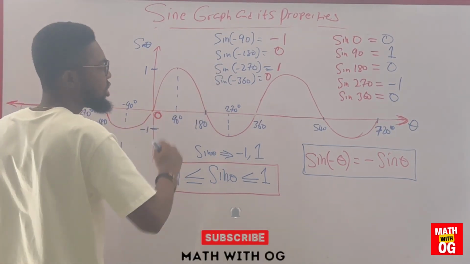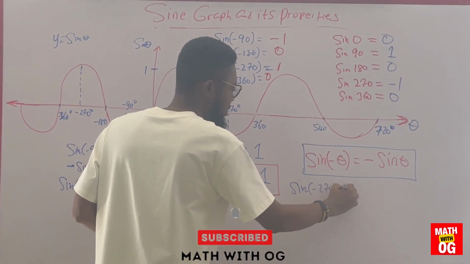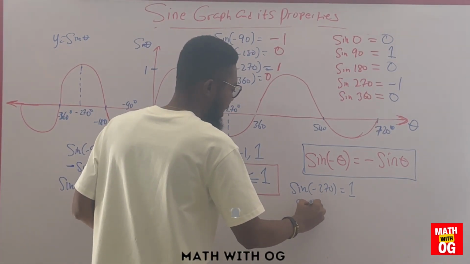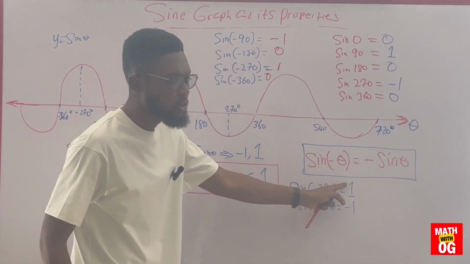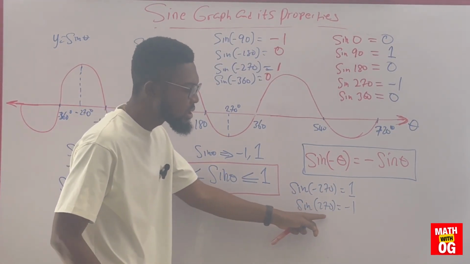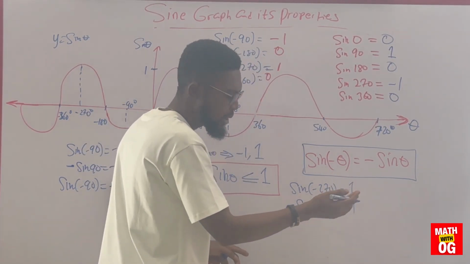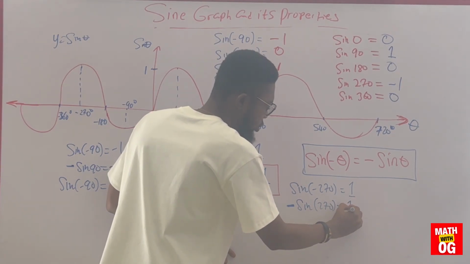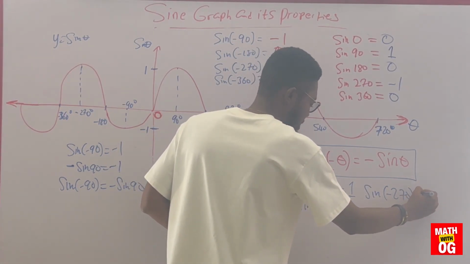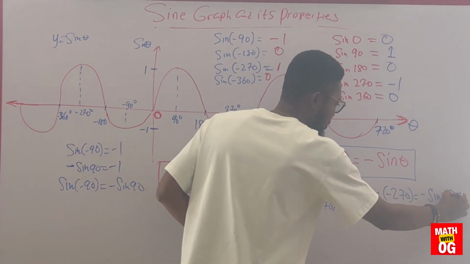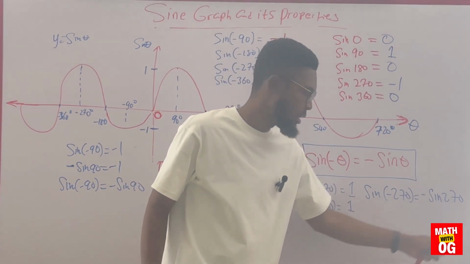We can also check with 270. Sine minus 270 is equal to 1. Sine 270 is equal to minus 1. So I need to make these two the same. If sine 270 is minus 1, minus sine 270 should be equal to minus times minus 1, which will give us 1. So I can boldly say that sine minus 270 is equal to minus sine 270, which holds that sine minus theta is equal to minus sine theta.